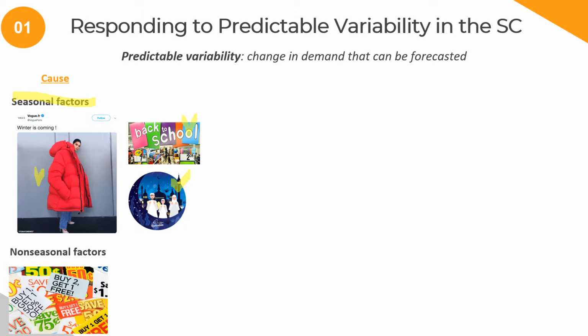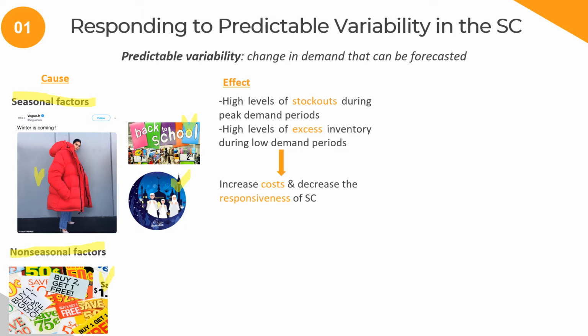And the second cause is the non-seasonal factors that might cause large predictable increases or declines in sales, for example like promotions. Predictable variability has effects, for example high levels of stock outs during peak demand periods, and high levels of excess inventory during low demand periods, which increase costs and decrease the responsiveness of the supply chain.